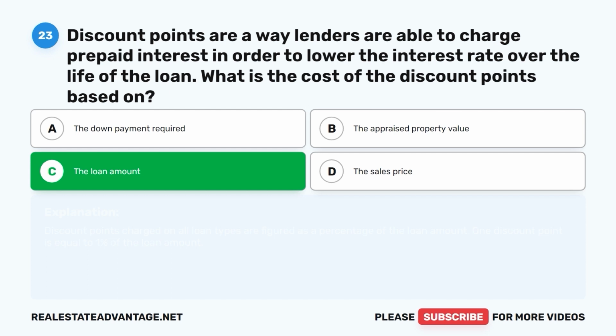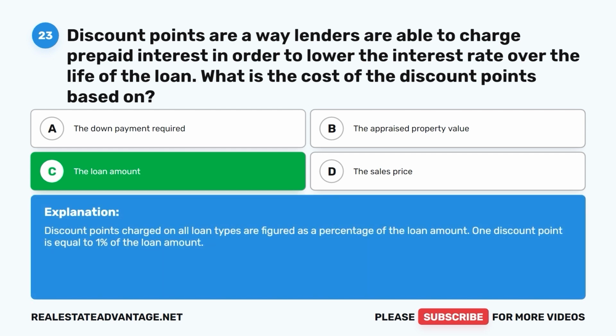The loan amount. Discount points charged on all loan types are figured as a percentage of the loan amount. One discount point is equal to 1% of the loan amount.